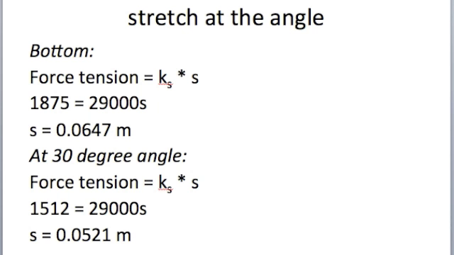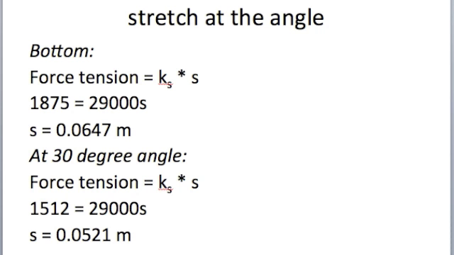So here we are finding the stretch of the rope at the bottom, and we use the ideal spring force because we wanted to treat the rope like a spring. We used the tension force that we calculated, and we found the spring constant online, which is 29,000, and then we found our stretch. So we do the same thing and calculate the stretch at a 30-degree angle. So we just use the force tension at a 30-degree angle that we previously calculated and use the spring constant of 29,000 again to get this stretch.